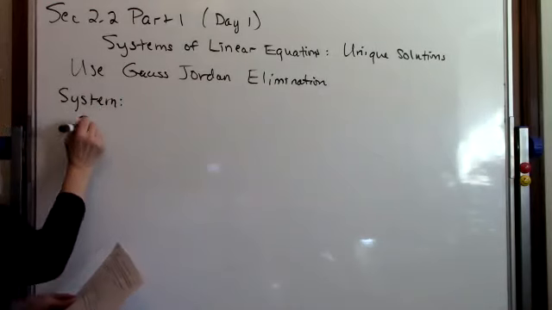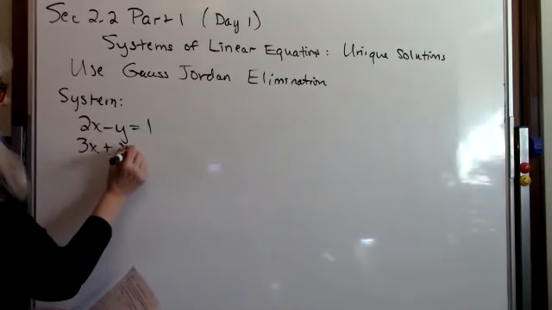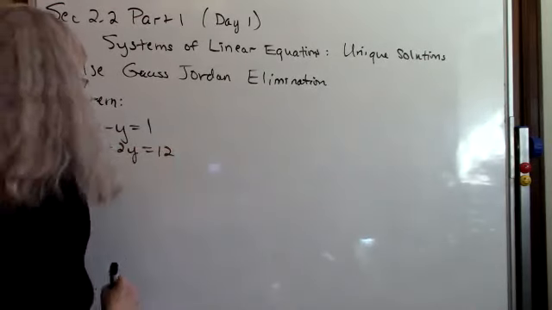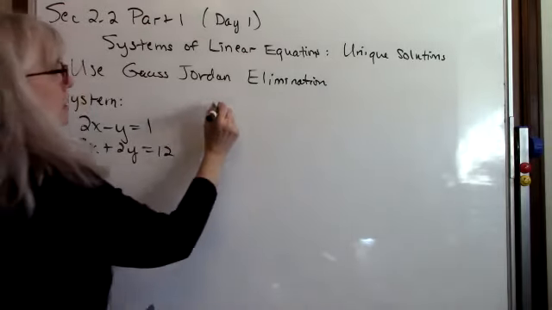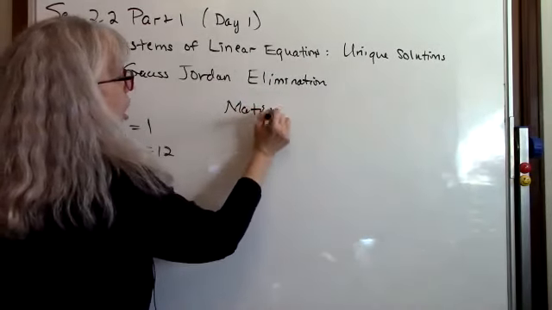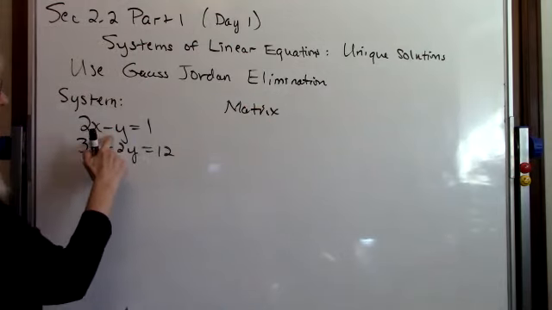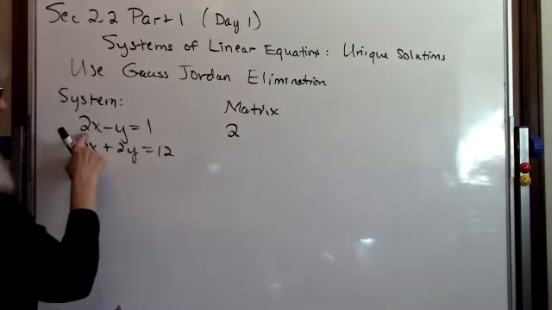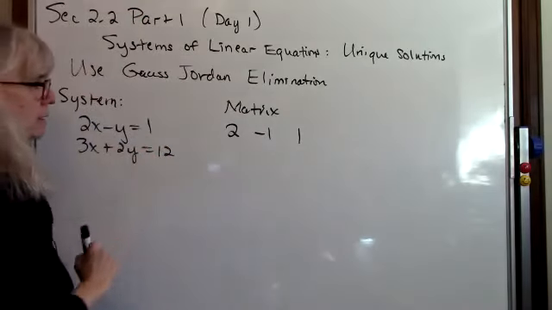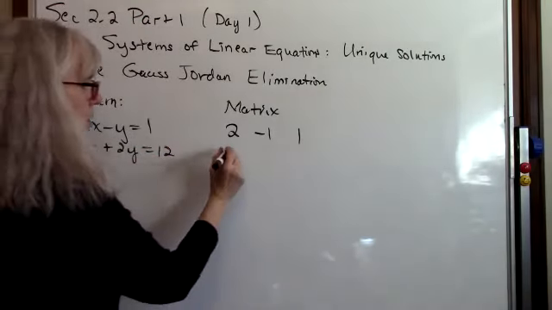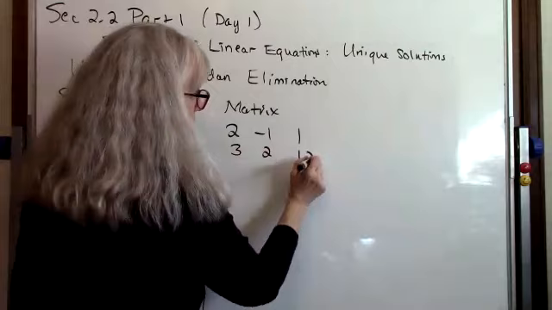The system of equations we're going to look at is 2x minus y equals 1, and 3x plus 2y equals 12. To take that system and write it into something called a matrix, we're basically just going to leave off the x and y and pick up just the coefficients and the constants. So 2x minus y equals 1 translates into a 2, a -1 for the negative y, and a +1 for the constant on the other side. The second equation becomes my second row. I'll pick up the 3 as the coefficient on x, the 2 as the coefficient on y, and the 12 as the constant on the other side.